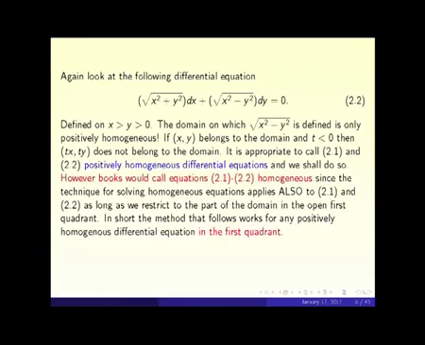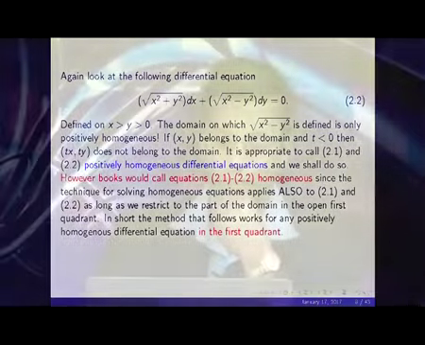I'd like to draw your attention to the fact that most books will call 2.2 also a homogeneous equation. We have been slightly careful, we have distinguished between a homogeneous equation and a positively homogeneous equation. So why do books call 2.2 also homogeneous? The reason is very simple. Whenever we are in situations like 2.2, we simply assume that everything is happening in the first quadrant. So that's a tacit assumption that books make, which is why they don't get into any trouble.